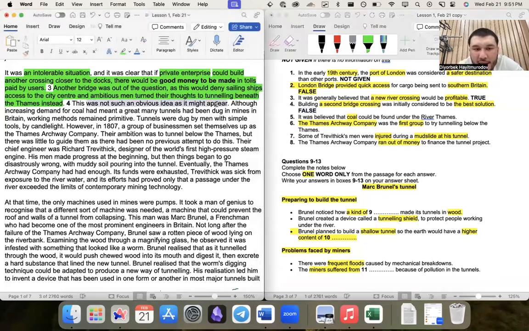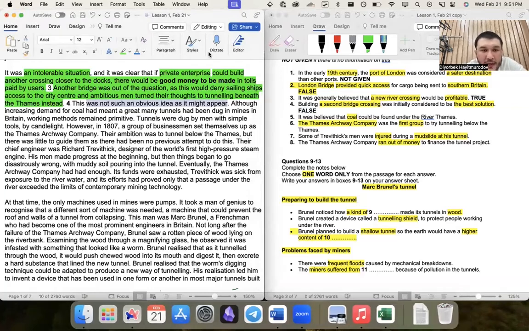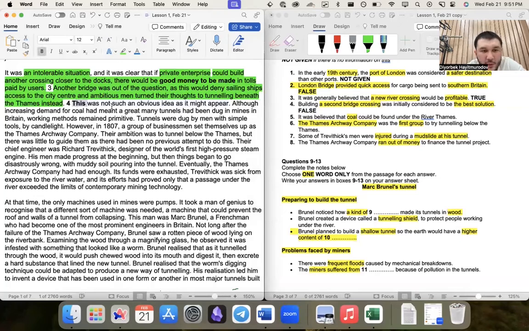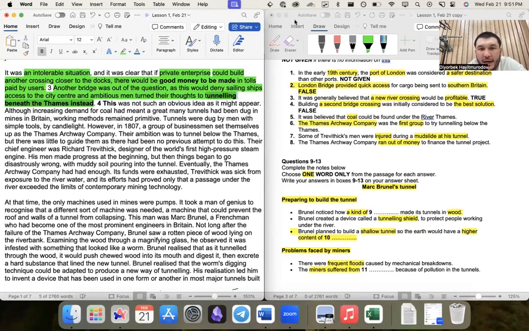This was not such an obvious idea as it might appear, right? It's not an obvious idea. What's not an obvious idea? Can you guys tell me what this refers to? No, tunneling beneath the Thames. Okay, tunneling beneath the Thames, tunneling. All right, that's the most important thing. When you're doing reading passages, understanding referencing is the most important thing. Can you understand references? All right.